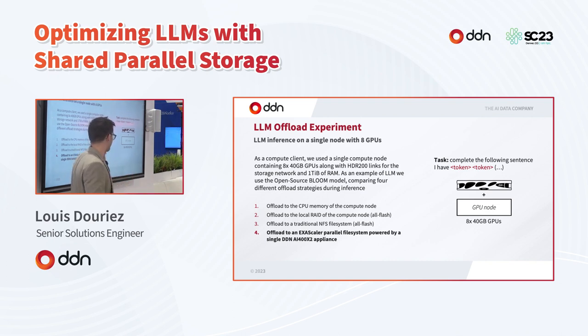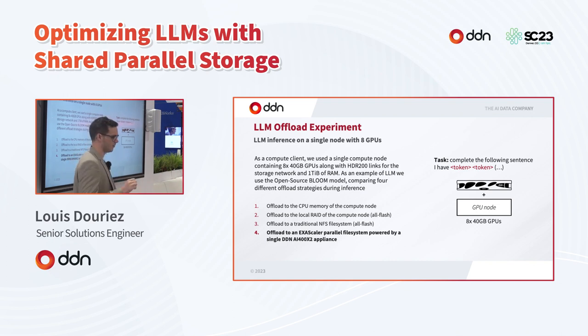For that, we used a single GPU node with only 8 GPUs, with only 40 gigabytes of memory per GPU, because that's all we had during our experiment. On top of that, we added our AI 400X2 that we connected through InfiniBand. We provide a parallel file system to the GPU node where we want to do our cold storage to GPU transfer, as I said before.